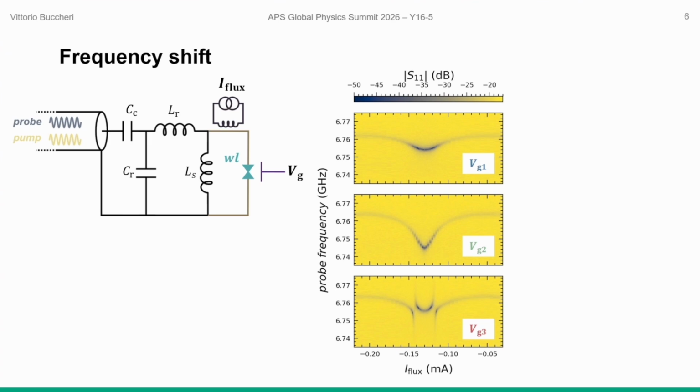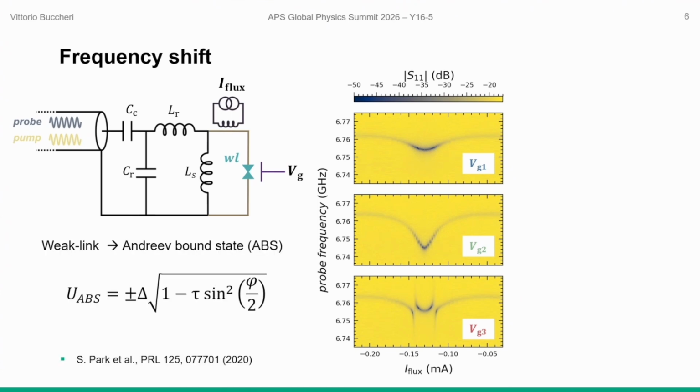In these color plots, you can see the reflection coefficient as a function of the probe frequency and the flux line for 3 increasing values of gate voltage: 1, 2, and 3. Starting from the top plot, you see that the resonator trace is oscillating around 6.76 gigahertz. This oscillation increases when we increase the gate, but then eventually, upon further increase of the gate, the frequency shift pattern changes and we find an anti-crossing. We can explain this data by considering the Andreev bound state physics.